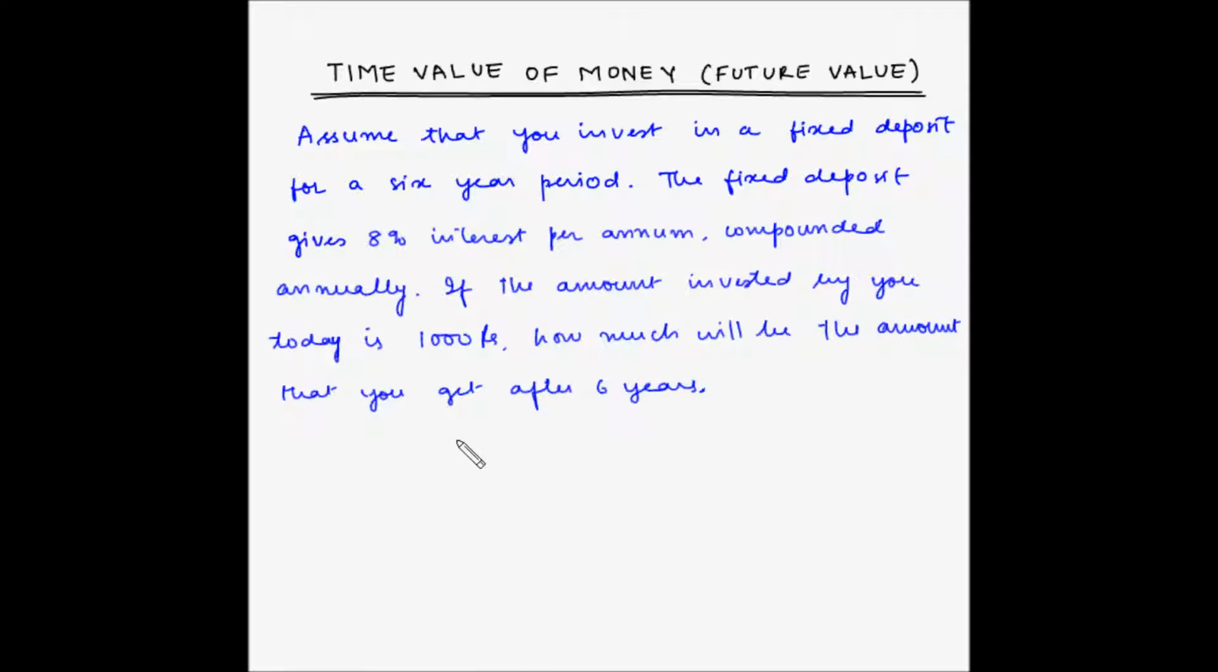Let us look at an example of time value of money. In this example, we will try to find the future value of an investment. Assume that you invest in a fixed deposit for a 6-year period. The fixed deposit gives 8% interest per annum, compounded annually. If the amount invested by you today is 1000 rupees, how much will be the amount that you get after 6 years?